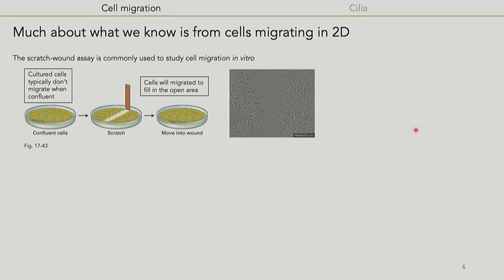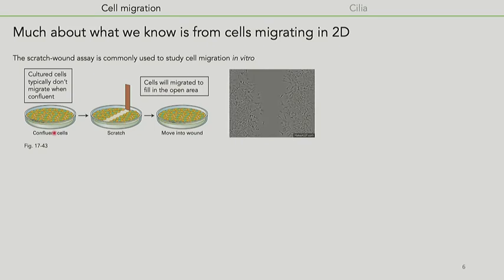Almost everything that I'll be showing you about the basic process of cell migration was discovered from studies of cells migrating in 2D culture, meaning that cultured cells were grown on a dish, and they're crawling across the plastic or whatever substrate they are adhered to. One assay that's used widely in this field is a very simple one called the scratch wound assay.